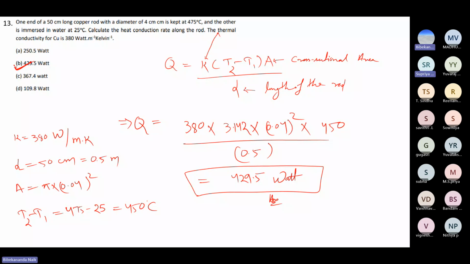Is it clear to all of you? Sir, the diameter is given as 4 centimeters, so the area will be pi into 0.02 squared, right? Sorry, yes, it will be 0.04 by 2. You're right. Thanks for correcting me. Area is pi r squared, so it will be pi d squared by 4, or pi into 0.04 by 2 squared.